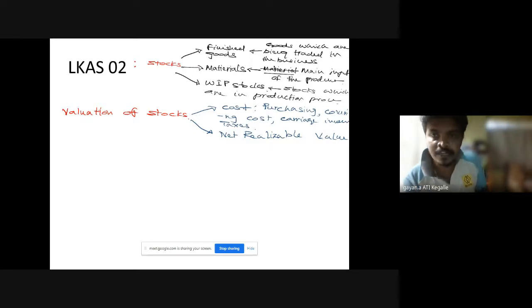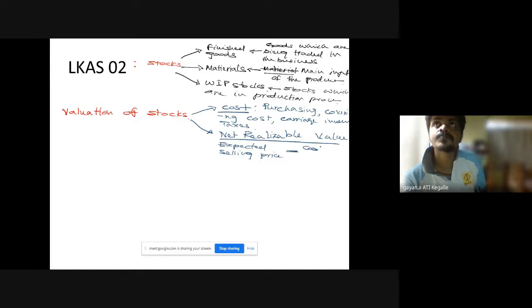Then net realizable value. This is cost. Net realizable value in the sense the difference between expected selling price and cost need to incur in getting stocks to selling point.